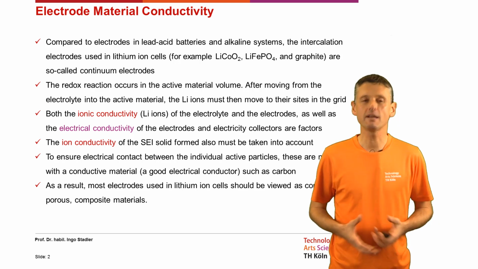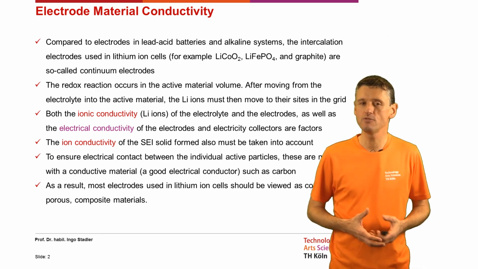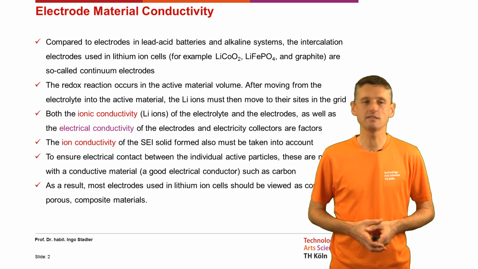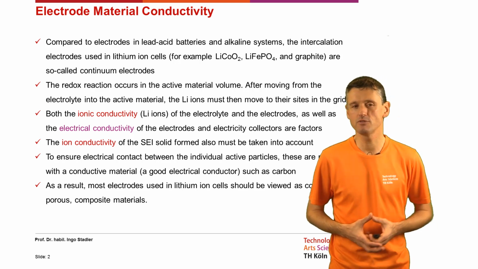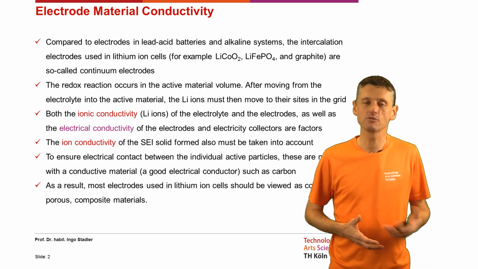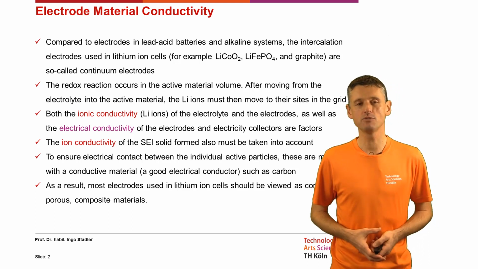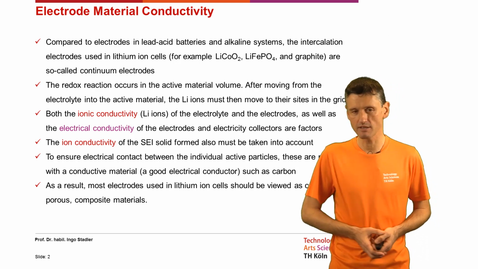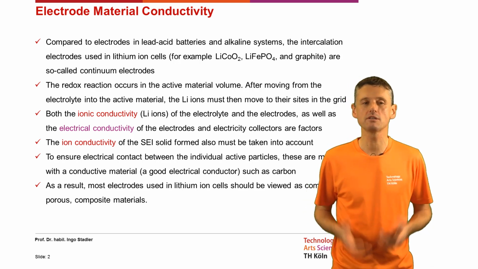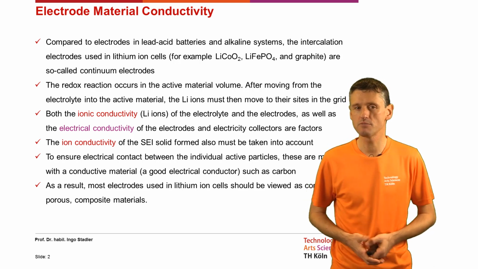To ensure electrical contact between the individual active particles, these are mixed with a conductive material, a good electrical conductor such as carbon, for example. As a result, most electrodes used in lithium-ion cells should be viewed as complex, porous, composite materials.